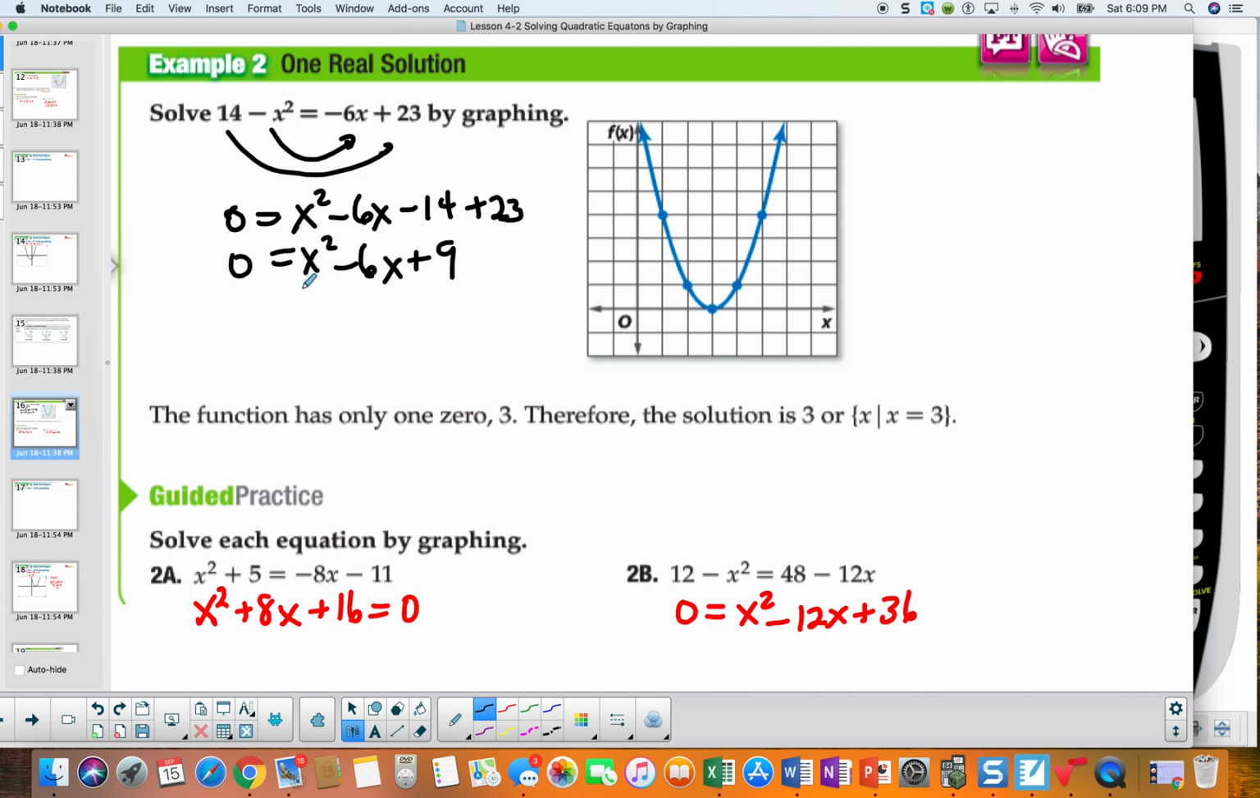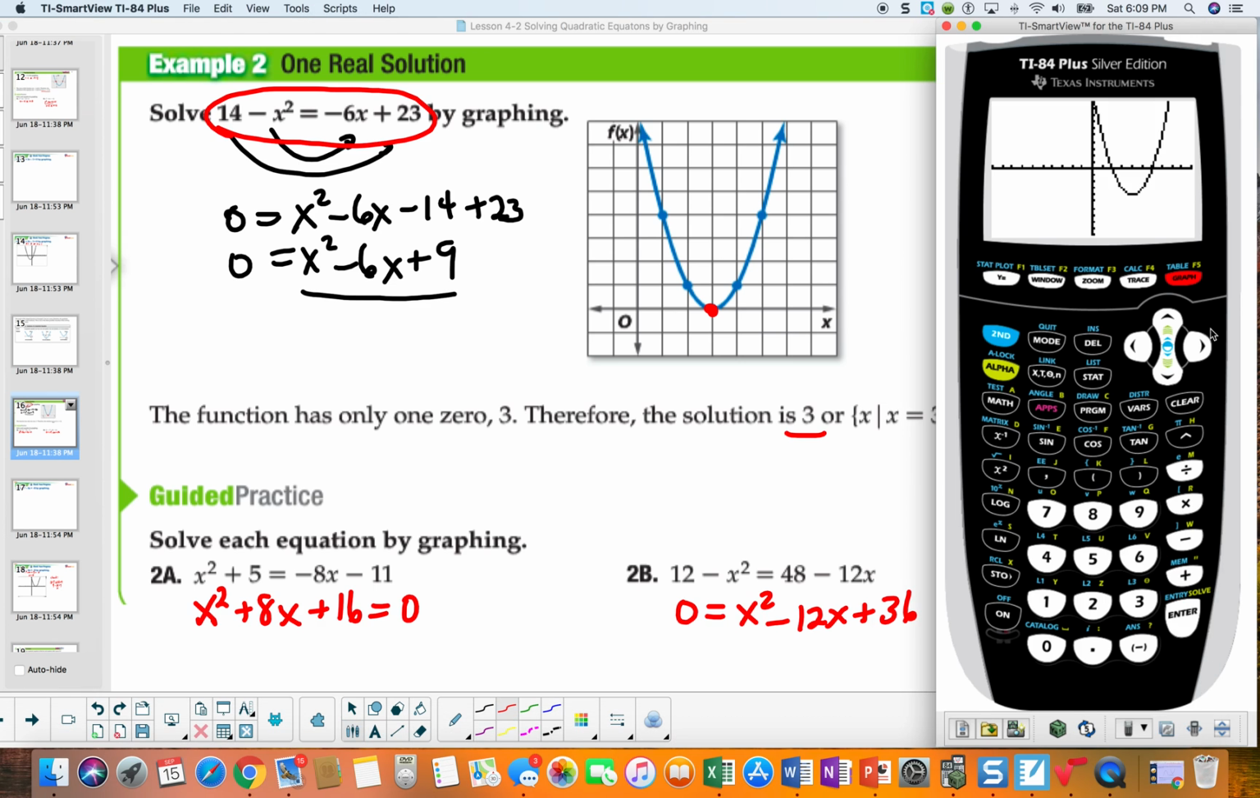So in my calculator, I will put this in my function, but I will be looking for where it crosses the x-axis. And the answer will be 3. This is the solution to this equation. All right, let's go ahead and practice by doing these. Notice I brought everything to the one side so I could check this out.